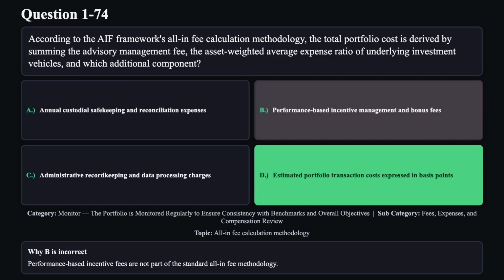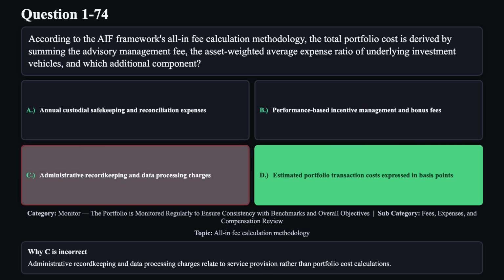Reason B is not correct. Performance-based incentive fees are not part of the standard all-in fee methodology. Reason C is not correct. Administrative record-keeping and data processing charges relate to service provision rather than portfolio cost calculations.